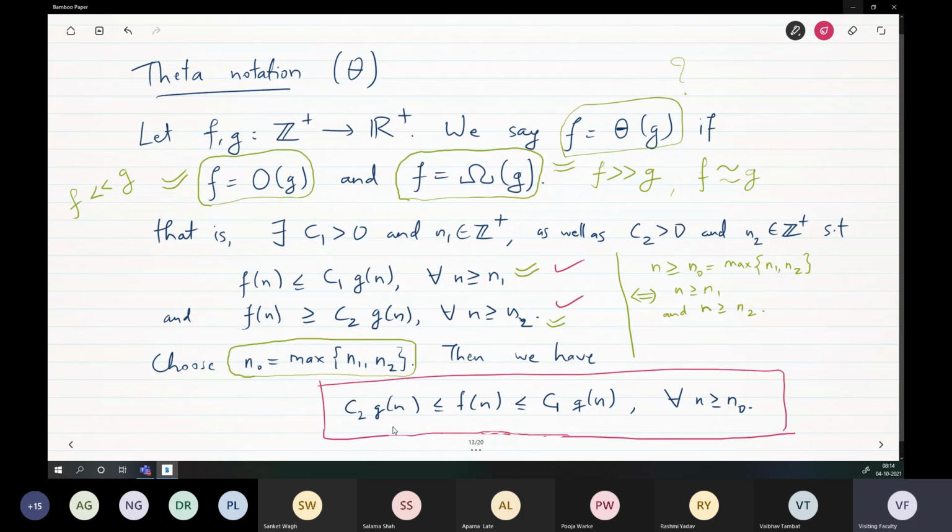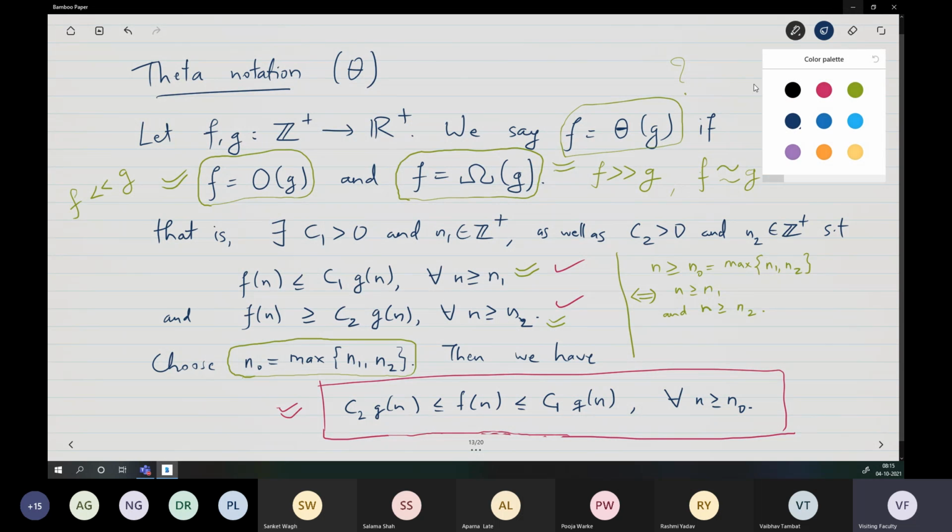So now this condition. We started with the definition of f is theta g. The definition is that f is theta g if f is big O of g and f is big omega of g. We opened these two definitions and saw that this gives us this condition: there are C1 and C2 and n naught such that these two inequalities both hold true together. That is what we have proven.